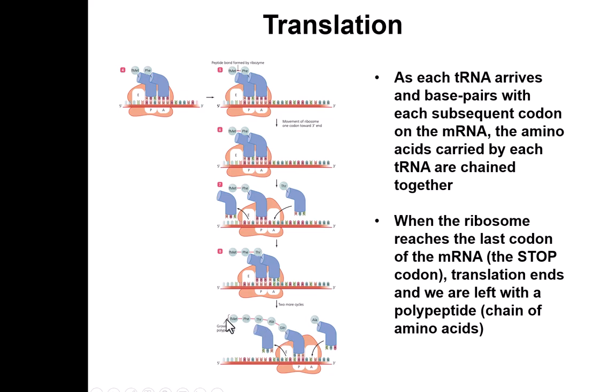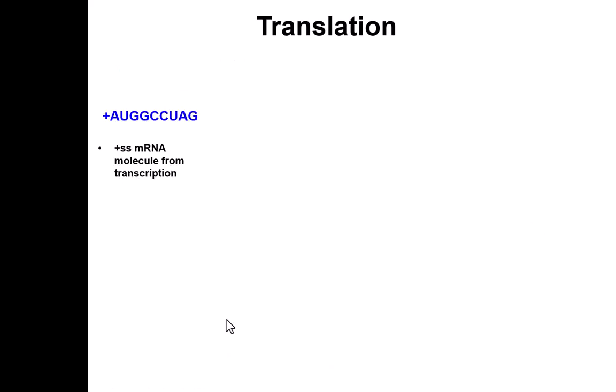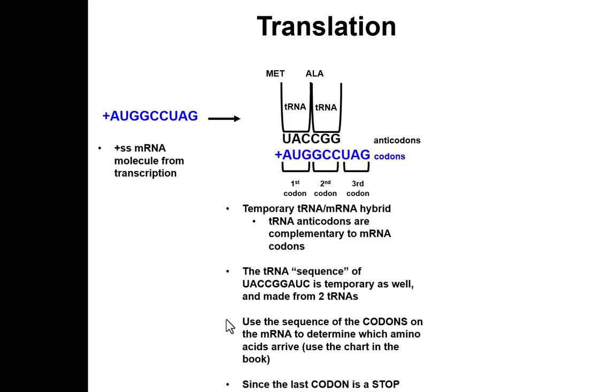But what does this look like with sequences? Here's our messenger RNA sequence that we made during transcription. This is our template. And what happens? Like I said, the ribosome is going to read that messenger RNA one codon at a time and bring a complementary tRNA to base pair with it. So you can see the AUG, the codon here on the messenger RNA, is complementary to the UAC anticodon on the tRNA. The tRNA brings an amino acid with it. The next tRNA is complementary to the next codon on the messenger RNA, and it brings its amino acid with it. So we have a temporary tRNA, mRNA double-stranded molecule here that only exists during the process of translation.